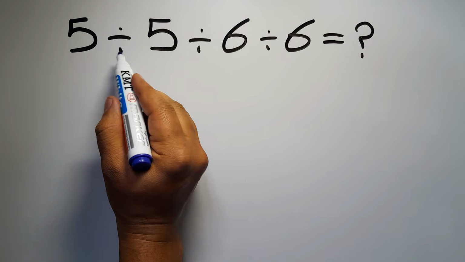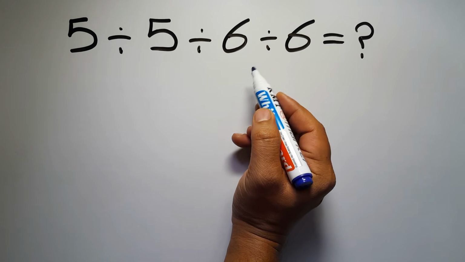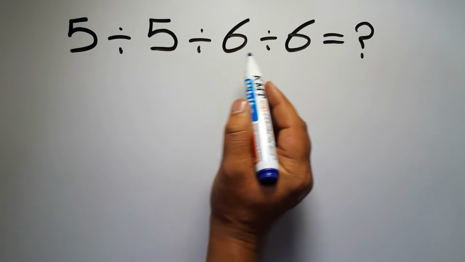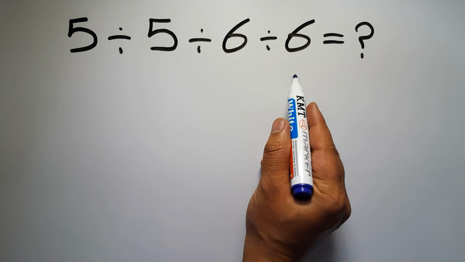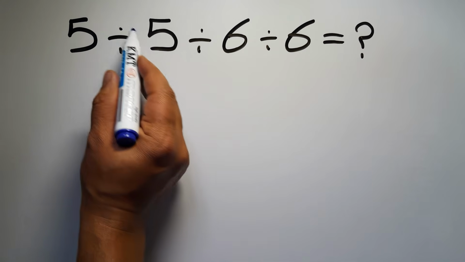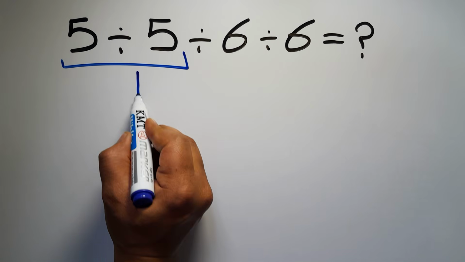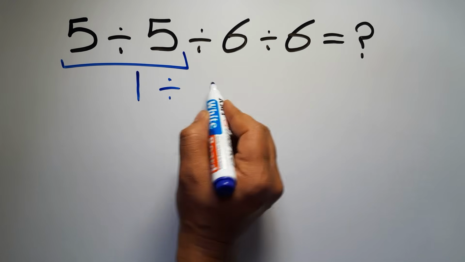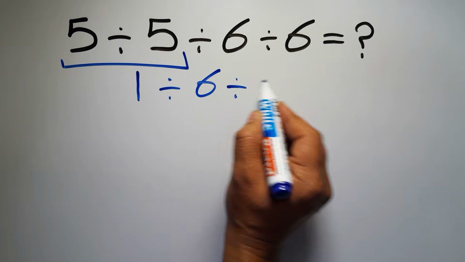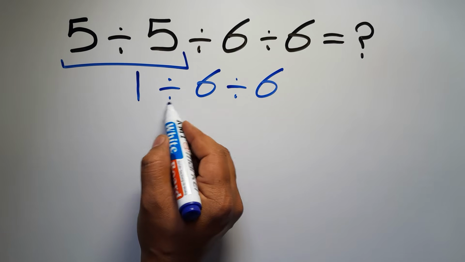In this expression, we have three divisions, and when we have more than one division in an expression, we have to go from left to right. So here first we have to do this division. 5 divided by 5 equals 1. So 1 divided by 6 and again divided by 6. Now we have to do this division.